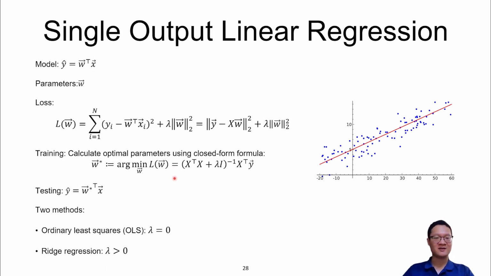And the optimal parameters can actually be determined using this closed form formula. So this was obtained by setting the gradient of the loss function to 0 and then analytically solving those equations. When lambda equals 0, we just go back to ordinary least squares. And when lambda is positive, we have ridge regression. So for testing, it's pretty easy. After we determine w star, we can simply predict y hat by computing w star transpose x.